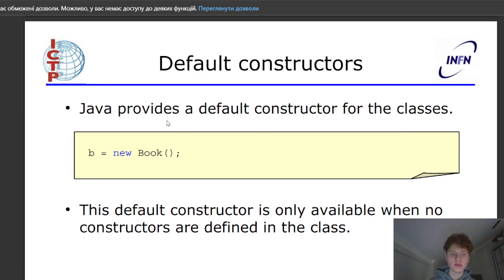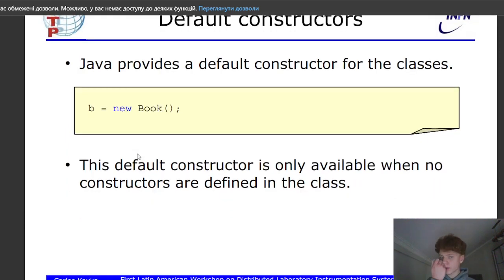Default constructors. Java provides default constructors for the classes. b equals new Book. This default constructor is only available while no constructors are defined in the class.